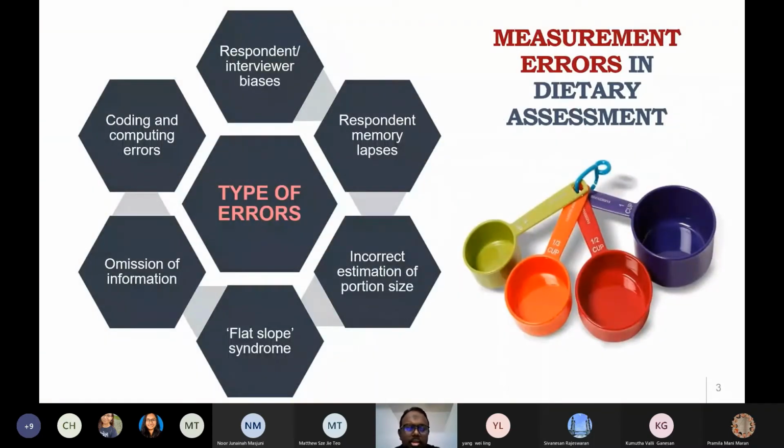So these are the types of errors, measurement errors in dietary assessment. We have respondent or interviewer biases, and then we have respondent memory lapses. We also have incorrect estimation of portion size, flat slope syndrome, omission of information, both by interviewer and also the respondent. And finally, coding and computing errors. So these are the types of errors that you find in dietary assessment, which we call measurement errors.